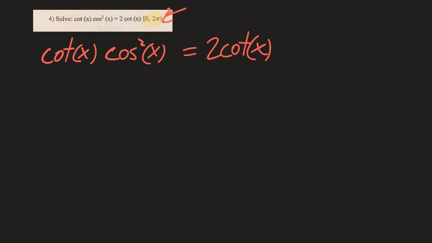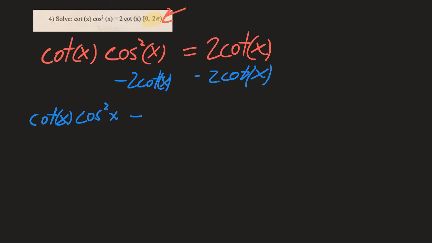So one suggestion, why don't we go ahead and get everything onto one side? So the easiest thing that comes to me is let's go ahead and just subtract this 2 cotangent x from each side. And we can't really combine anything, so I've got cotangent x cosine squared x minus 2 cotangent x equals 0. Well, at least I've got everything equal to 0 now, and I can work on everything on the left side.